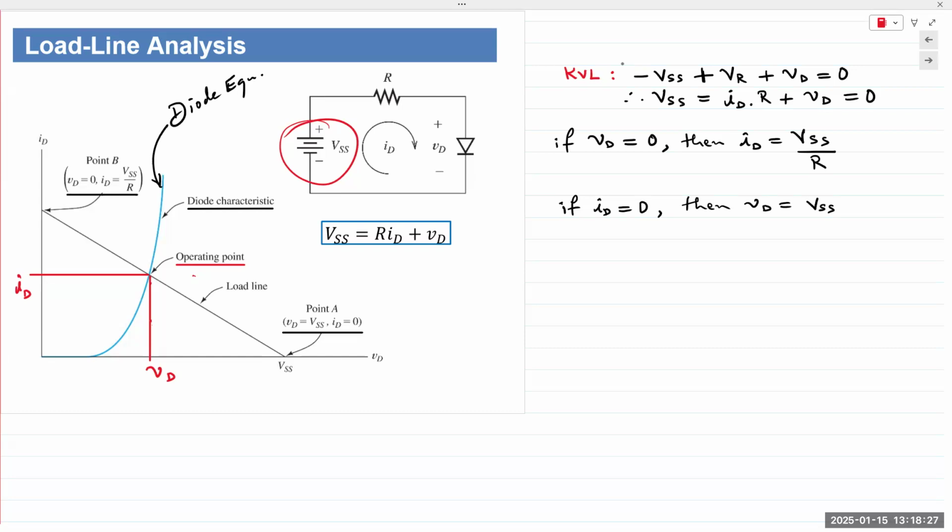Again, this is all to plot the load line. So this is the equation for the load line. And the intersection point of the load line and the characteristic gives us the operating point of the diode.